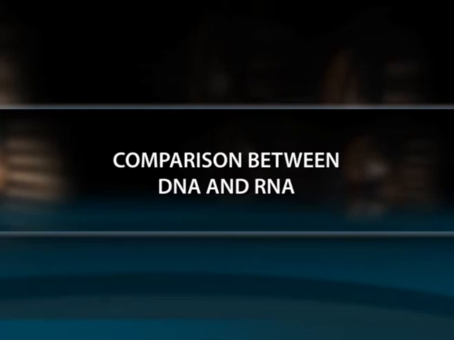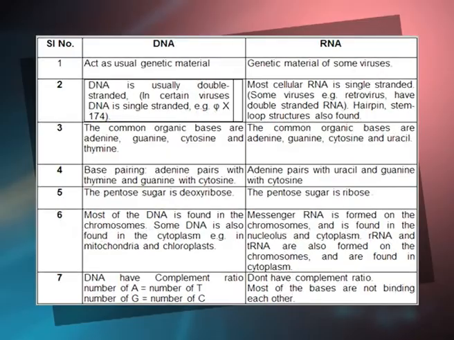Comparison between DNA and RNA. Now, let us compare the features of DNA and RNA. DNA acts usually as genetic material, while RNA is the genetic material of some viruses. DNA is usually double stranded, but in certain viruses DNA is single stranded, for example phi X174.